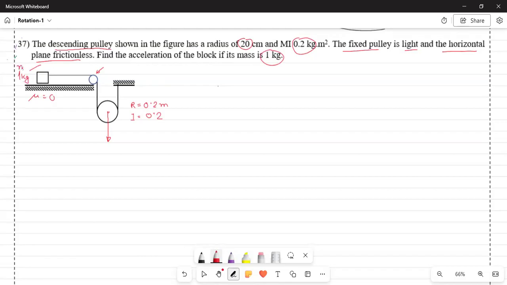This is a small mass and it has an acceleration towards the right. Of course, it will have an acceleration towards the right. Let's say this acceleration is A. This is the question. What is the acceleration A? Now, let's start solving this problem.